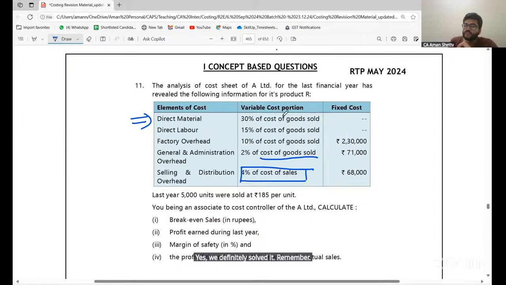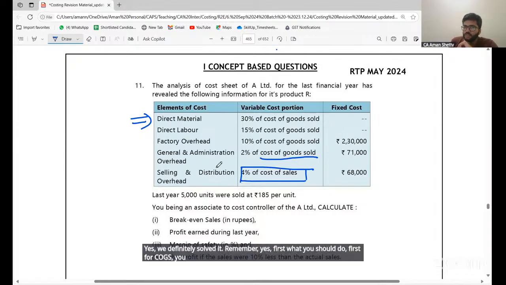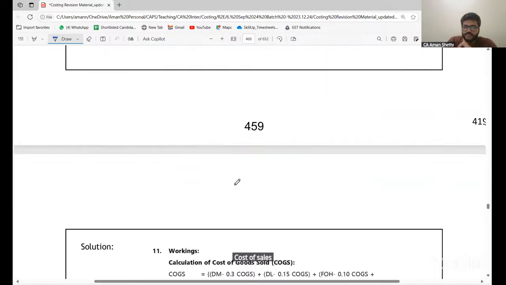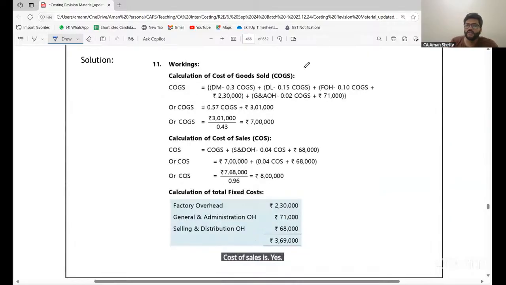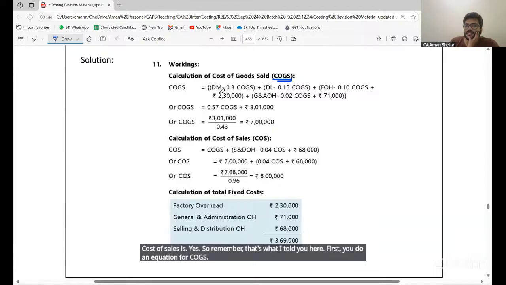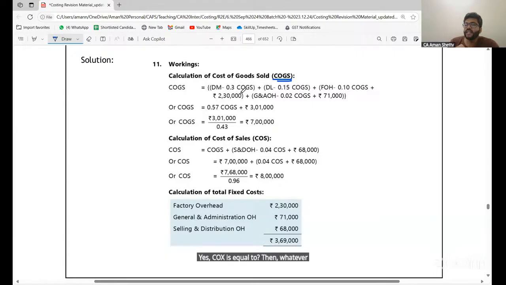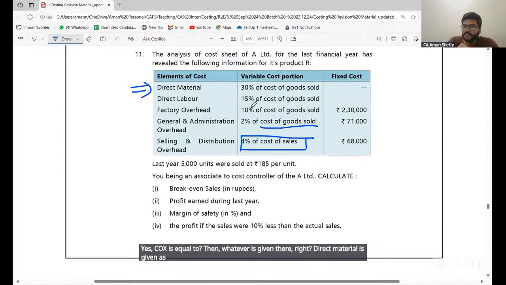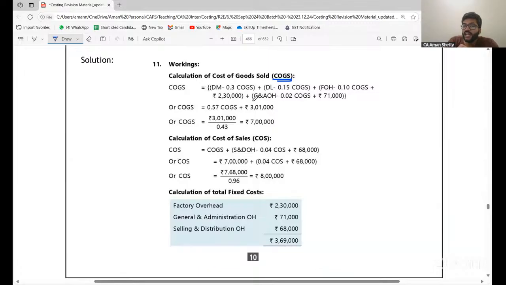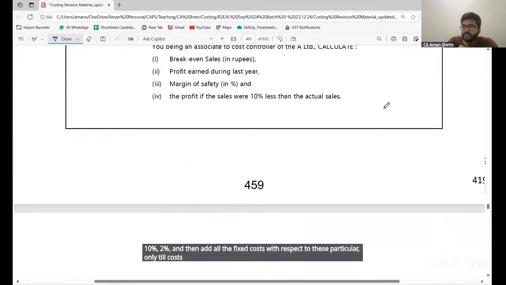Remember, first for COGS you form an equation. Do not include the selling and distribution cost. Only find out what COGS is, and then you add S&D and find out what the cost of sales is. First you do an equation for COGS. COGS is equal to whatever is given there. Direct material is given as 30%, am I right? 30%, 15%, 10%, 2%, and then add all the fixed costs with respect to these particular items, only till COGS. Don't add the cost of sales fixed cost.